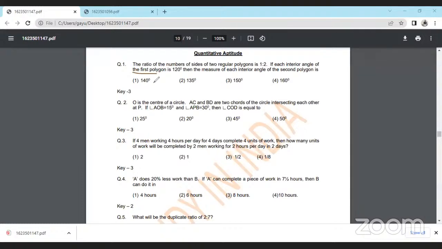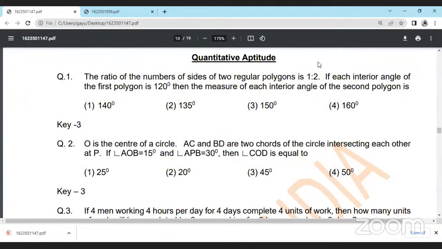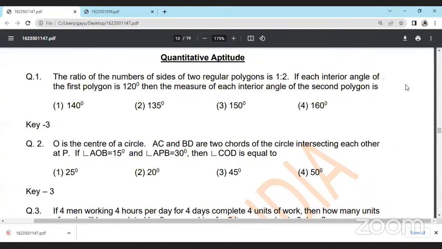I just hope you're able to see it. Can you see when I'm writing? Yes, sir. Okay, that's fine. So this is a PDF file. I'll write it over here. Let us solve it over here itself. Is the question paper visible? So I'm just making it bigger. Okay, they've given it with the key. I think it's fine.